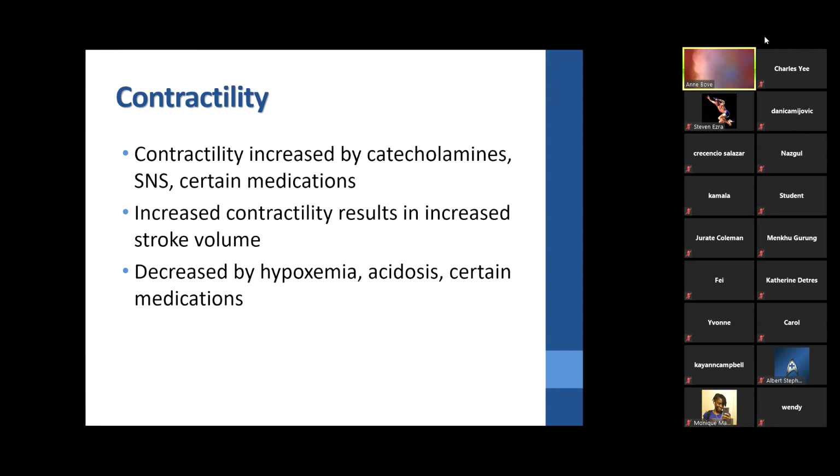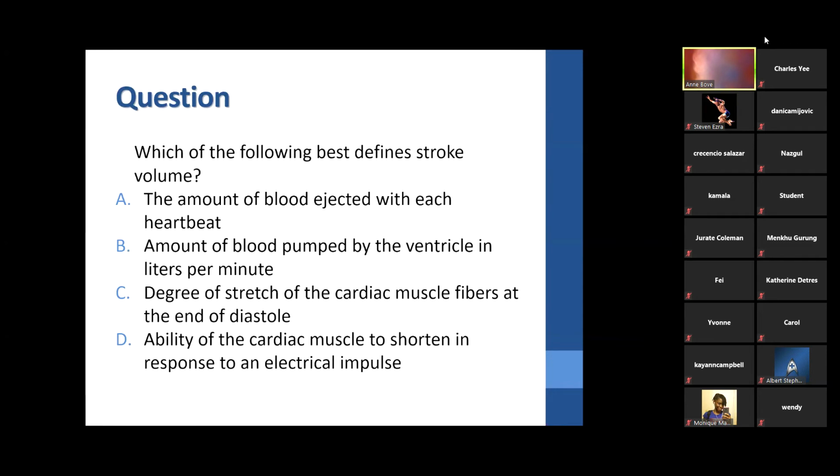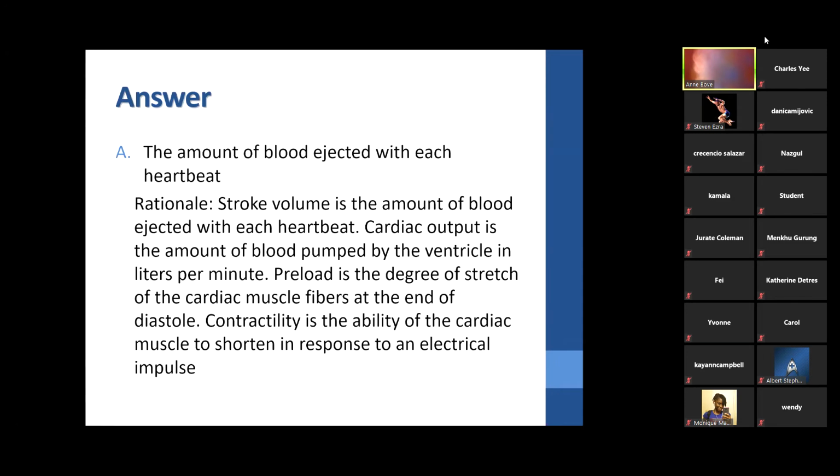Acidosis will decrease contractility primarily because acidosis will also decrease your intrinsic catecholamines. And there are certain medications like beta blockers that also decrease contractility, primarily to decrease the blood pressure. So which of the following best defines stroke volume? The correct answer is A, the amount of blood ejected with each heartbeat. For the average adult, it's about 70.